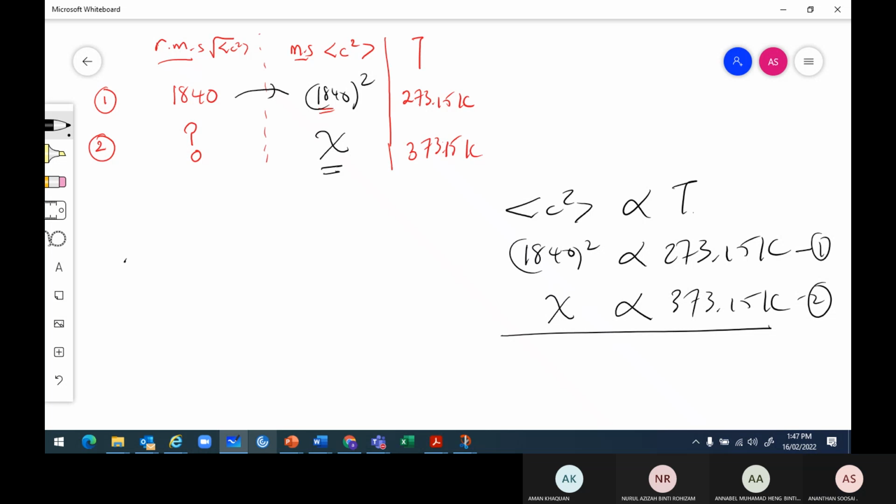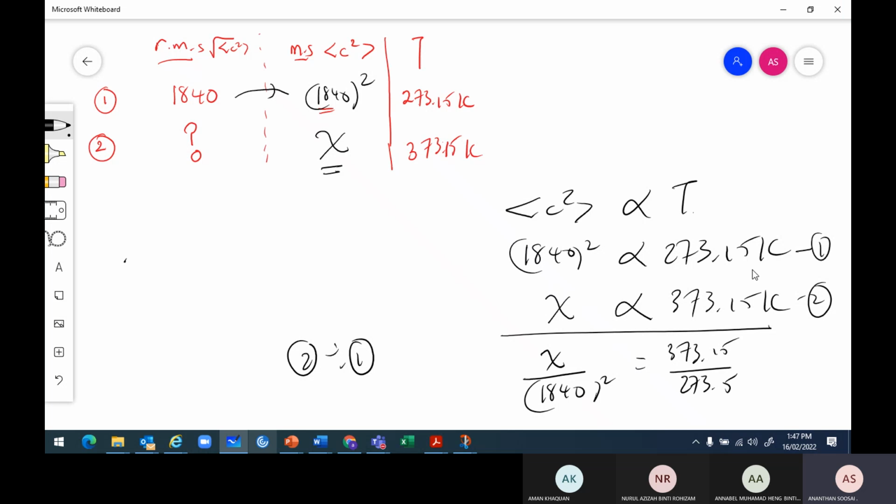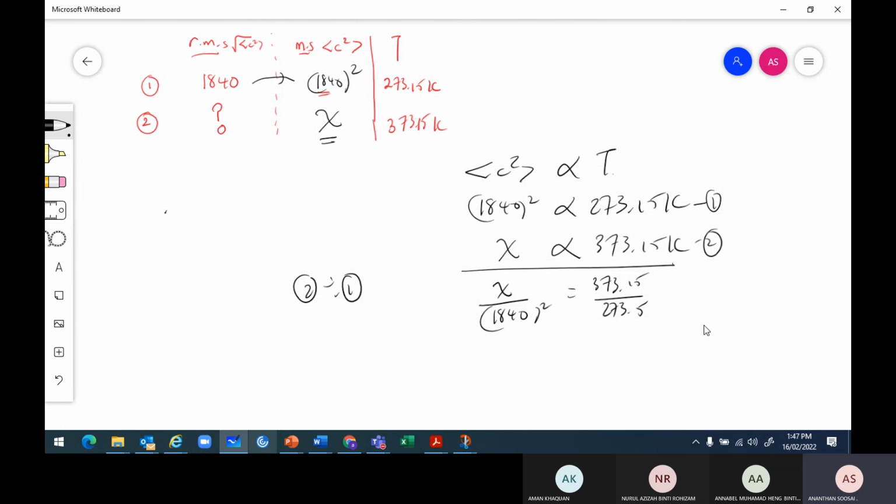Can you find the value of x? You can do second divided by first. So x over 1840 squared equals 373.15 over 273.15. We find the x first: x equals 373.15 over 273.15 times 1840 squared. Whatever x you got here, what speed is that? X is a mean square speed. The question asks for root mean square speed, so whatever x you got, you just square root it, and you get the root mean square.